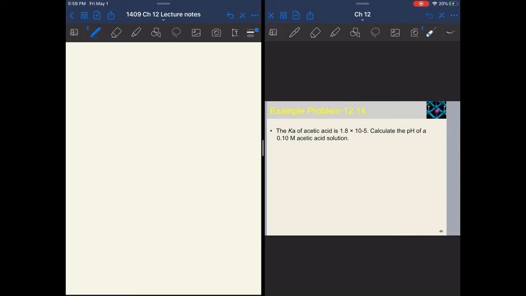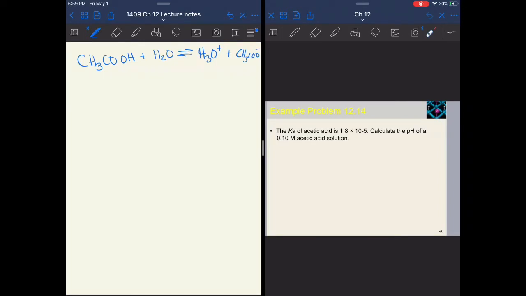So I'm using acetic acid, so I need a couple things. I need the reaction, CH3COOH. We're going to do that reaction in water. And there's a significant equilibrium that goes back to the left, but we are going to have some H3O plus, right? Water's conjugate acid, and CH3COO minus, our conjugate base. This is our balanced reaction.